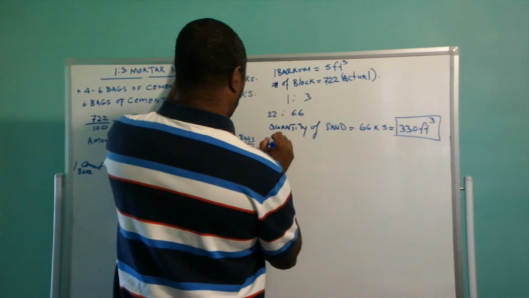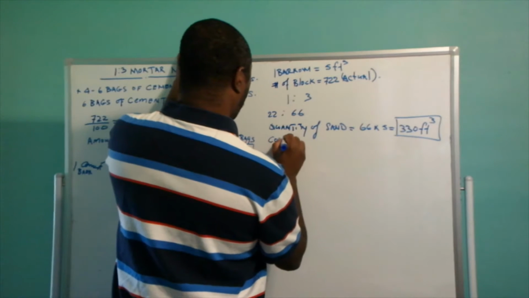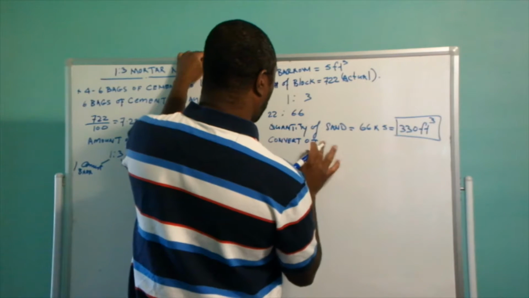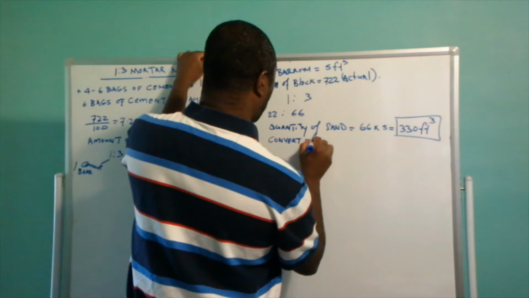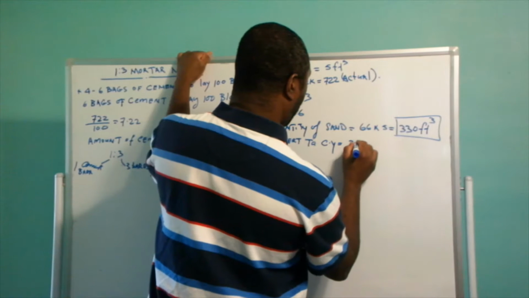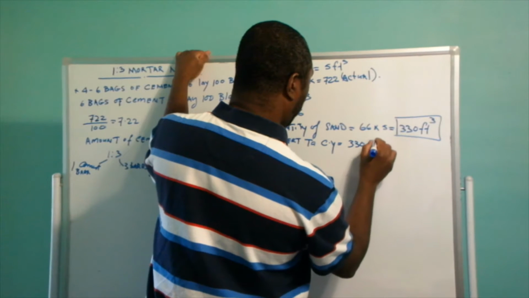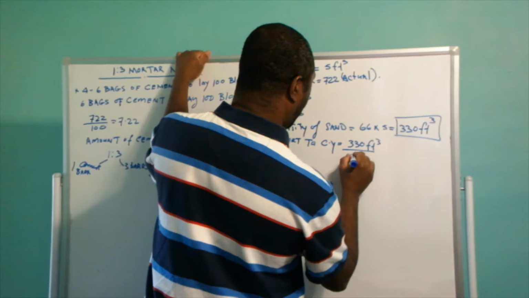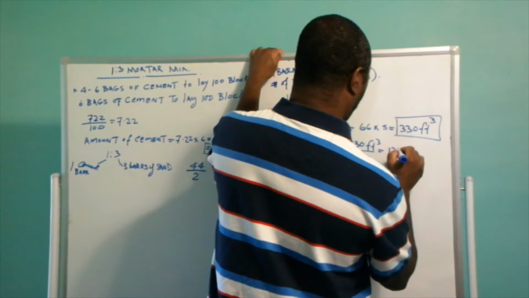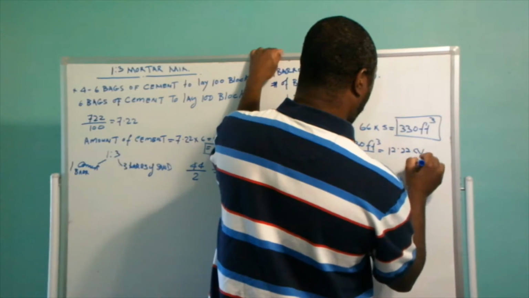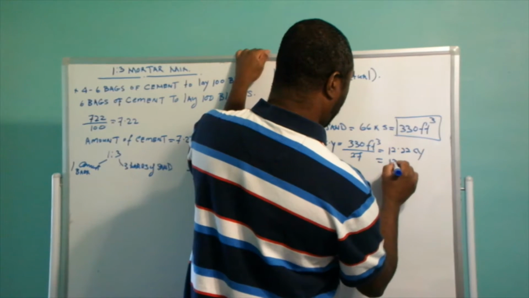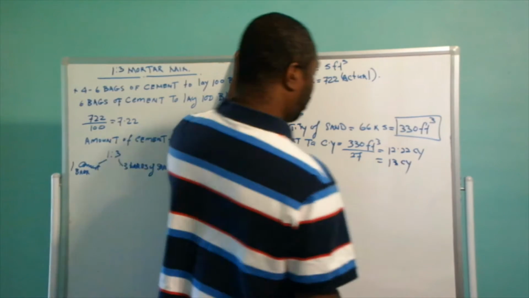So convert to cubic yards is going to equal to 330 feet cubed divided by 27, and that works out to be 12.22 cubic yards, and you can round that up to 13 cubic yards.